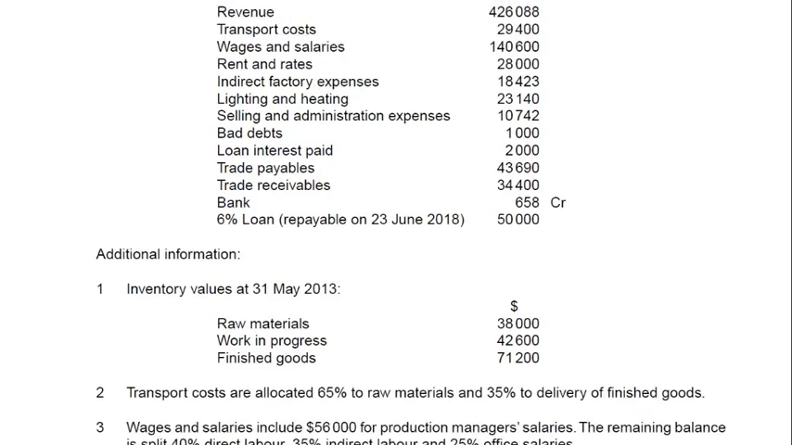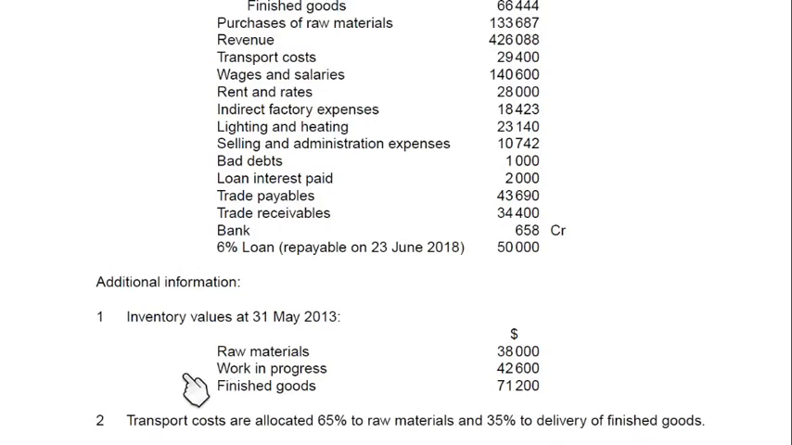As you may see in note 2, it is written that transport costs are allocated 65% to raw material and 35% to delivery of finished goods. This means that out of this transport cost, 65% belongs to raw material purchase. This is known as carriage inwards. Carriage inwards means when we were buying raw material from a supplier, we used our transport to transfer these goods from the supplier's factory or warehouse to our factory. This is known as carriage inwards, and it will be charged to the manufacturing account, which we will be making later.